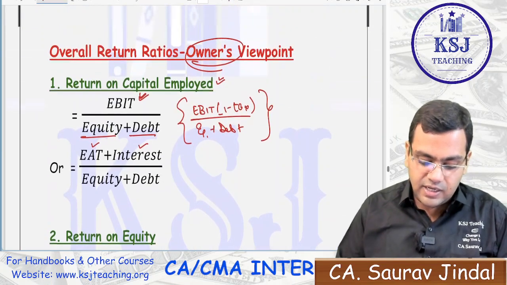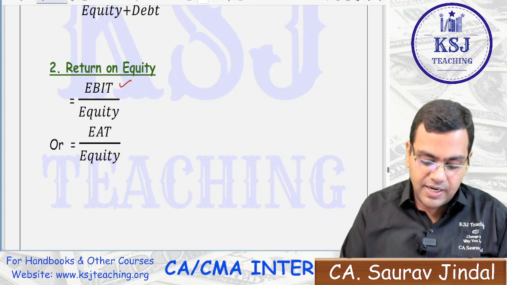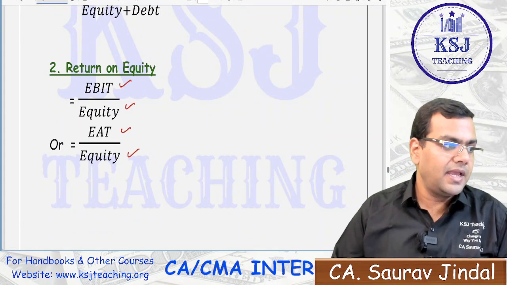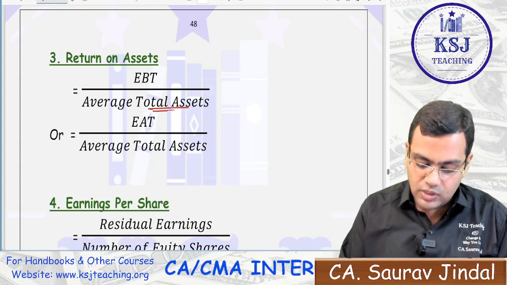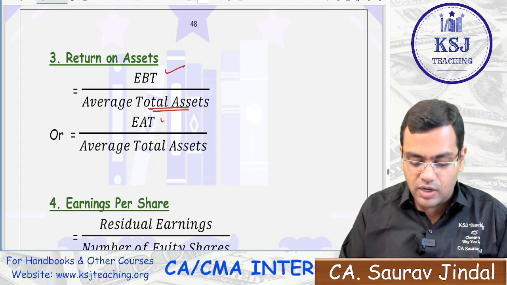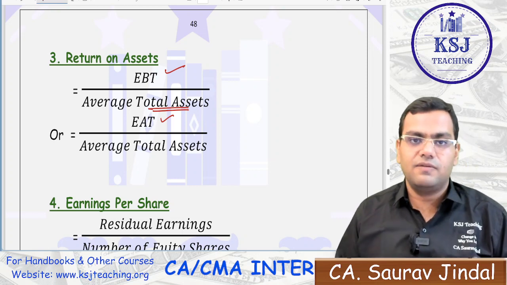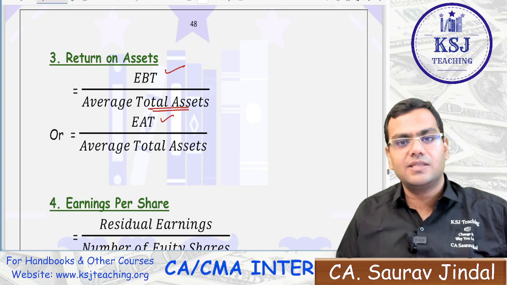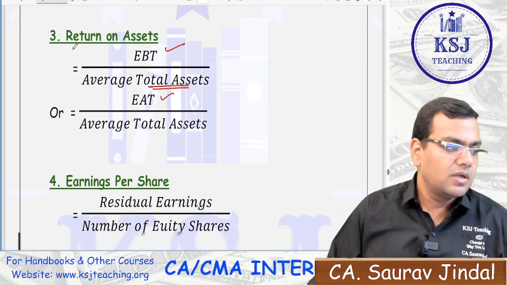Then is return on equity. Here it was the return on total debt. This is return on equity, EBIT by equity or EAT divided by equity. Then is return on assets, on average total assets. It can be EBT or it can be after taxes, right? So it will depend upon the question which one you have to take. You can take it before taxes also, you can take it after taxes also. That totally depends upon the question, right?